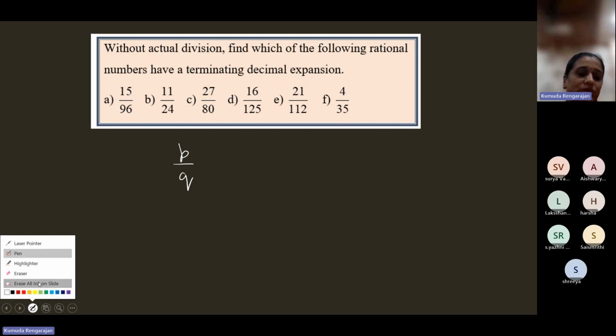So a non-terminating repeating decimal is also a result of the long division process, wherein the division does not come to an end with a zero remainder. In that case, the quotient obtained is a non-terminating but repeating decimal. The other one, non-terminating, non-repeating decimal, is not a result of this long division process. When you divide p by q, you will never get a non-terminating, non-repeating decimal. That's why we say a non-terminating, non-repeating decimal does not have a p by q form, which is why it's called an irrational number.